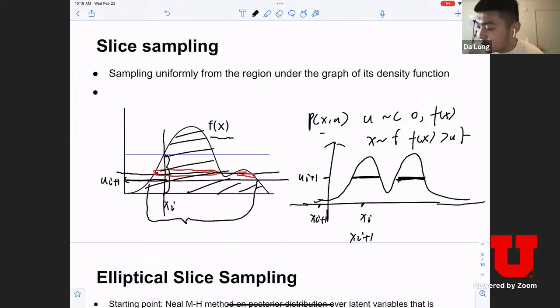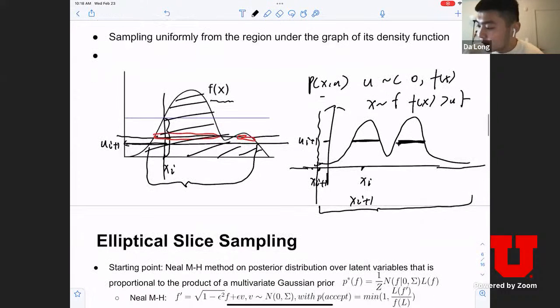And then we need to do the shrinkage. So we just discard all the region before the xi plus 1. So we just sample from this region, and then we do a uniform sampling from this region. Let's assume we get this place. This is our candidate, but it's obviously not valid.